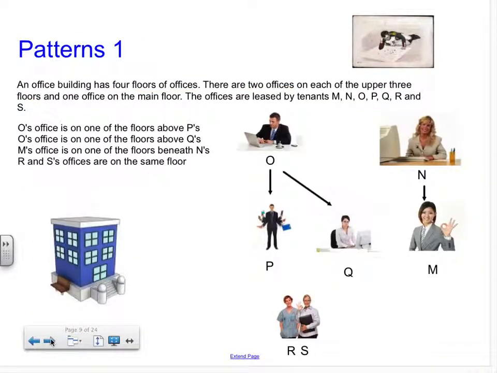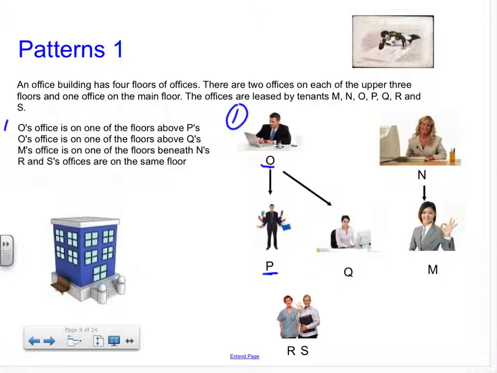When you are first starting off in writing the Analytical Reasoning section of the LSAT, you may find it helpful to have pictures to represent the conditions. Let's break down the conditions step by step. So the first condition is right here. O's office is on one of the floors above P's. We've represented the first condition with O being right here, and it is above P's office. It may not be directly above P's office, but it is on one of the floors above P's.